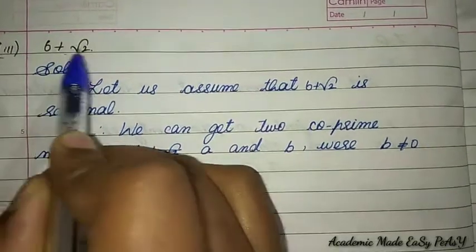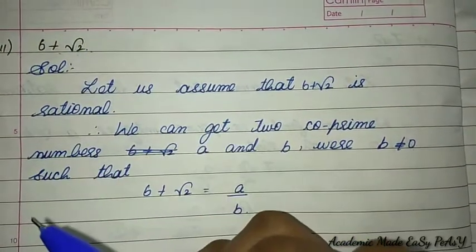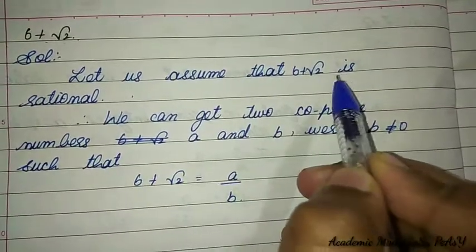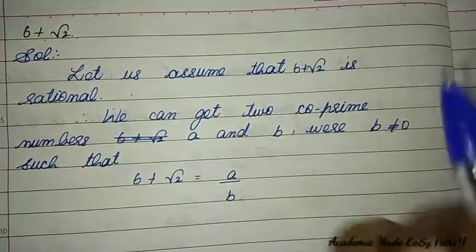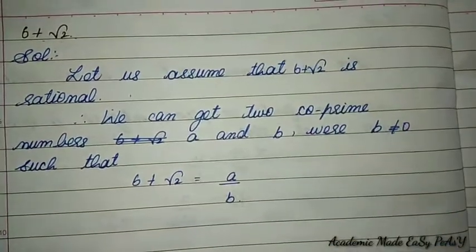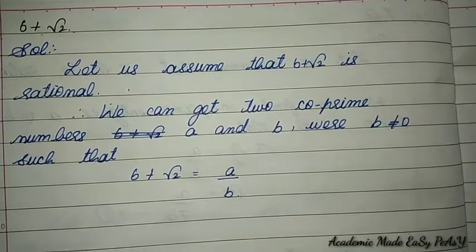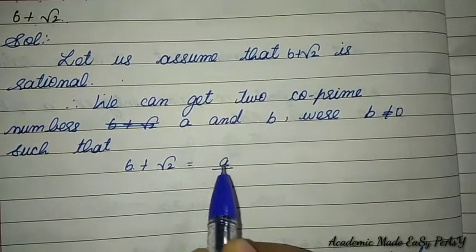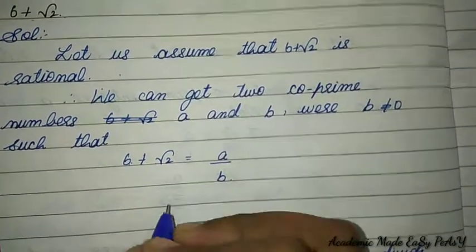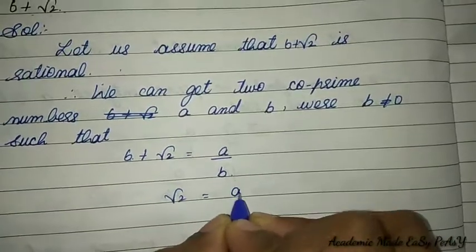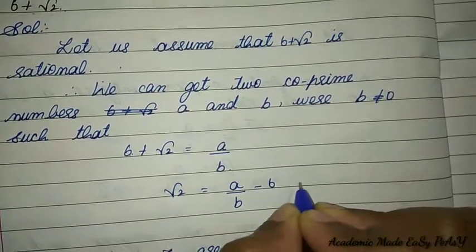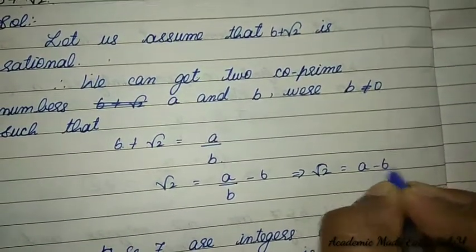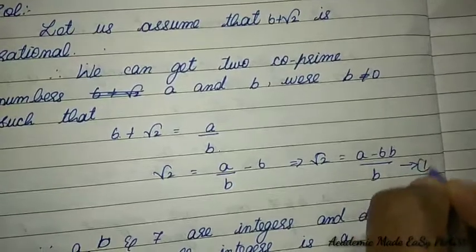Division 3, 6 plus 2 root 2 should be proved as irrational. First step, let us assume that 6 plus root 2 is a rational number, so that we can have two coprimes a and b, where b is not equal to 0, expressed in the form of p by q. That only I have written. 6 plus root 2 is equal to a by b. So root 2 is equal to a by b minus 6, which implies root 2 is equal to a minus 6b by b. Let this be equation 1.